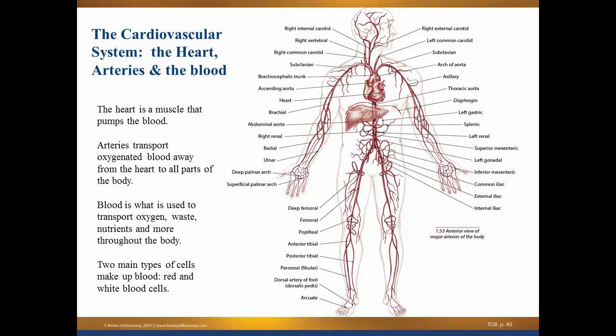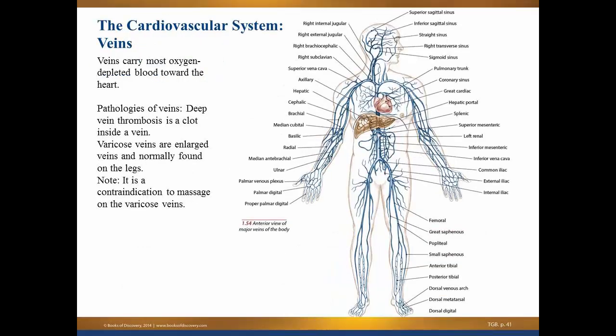There are two main types of blood cells, red and white. Ask yourself, okay, if the arteries transport oxygenated blood away from the heart and into the rest of the body, what system brings the blood back? That's what's called blue blood. What brings that back toward the heart? Aha! Veins. That's right. Veins carry oxygen-depleted blood back towards the heart.